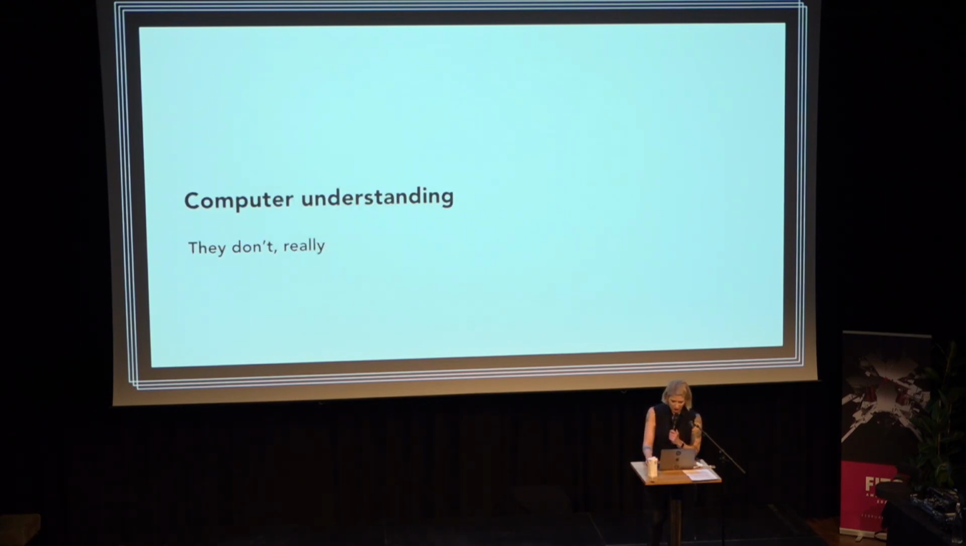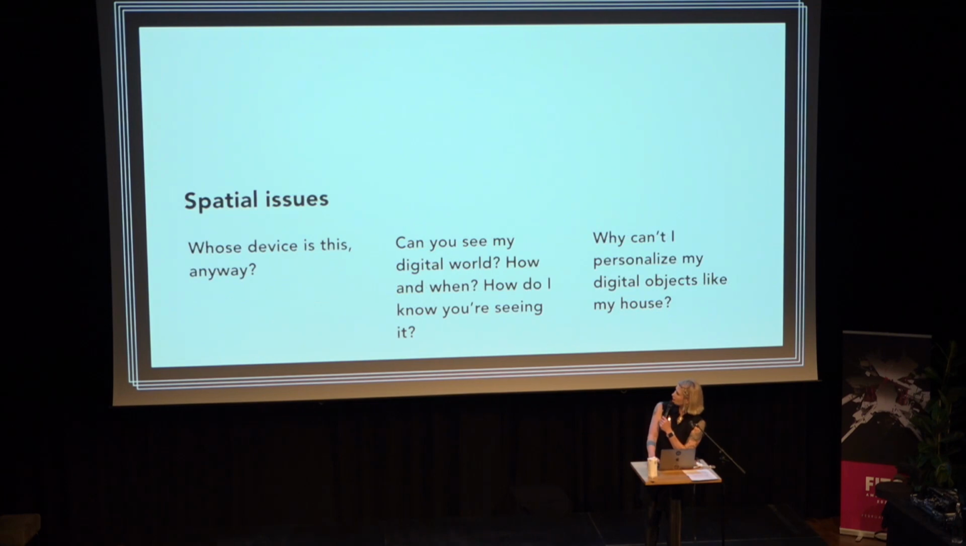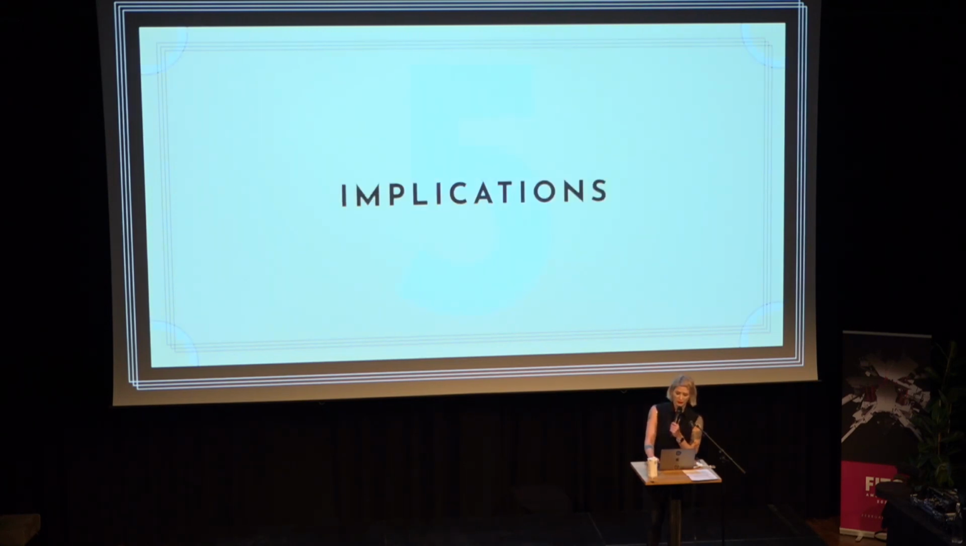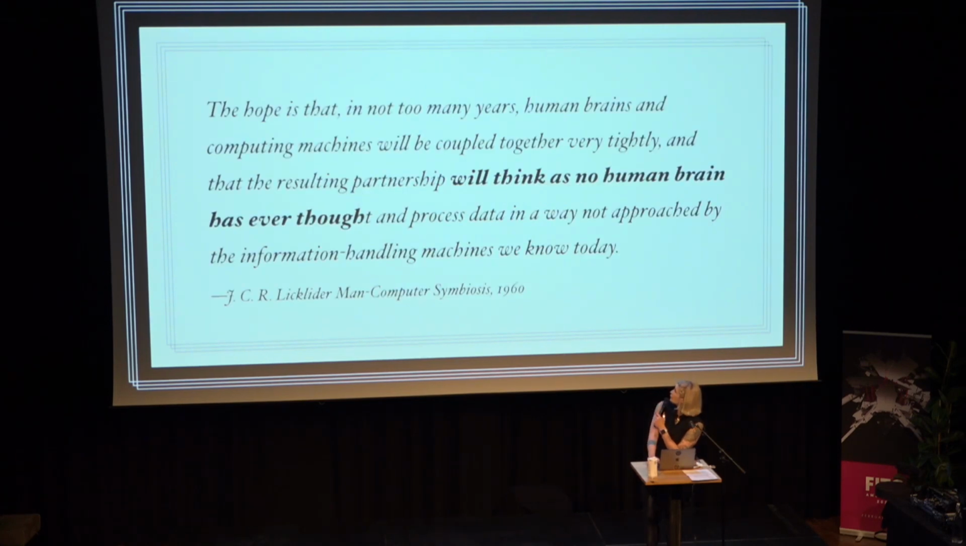I'm going to shuffle forward a little bit. Oh yeah, this slide. We assume computers understand. They don't. They do not. We're teaching them a little bit, but it's not really understanding. I'm going to fast forward because I'm running out of time. But again, we're going to need to tell computers things that we never articulate. Number 5, implications. This is the important part. This theme has been kind of run through this whole talk, but I think it's very important.